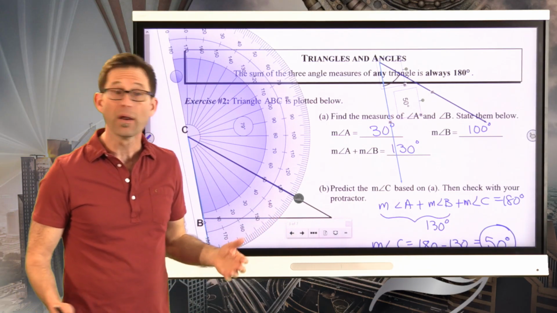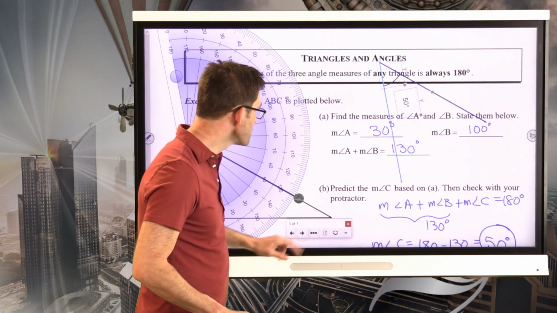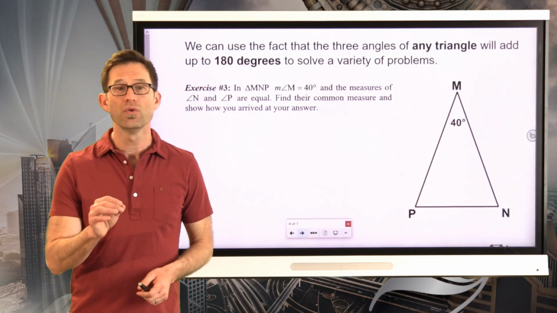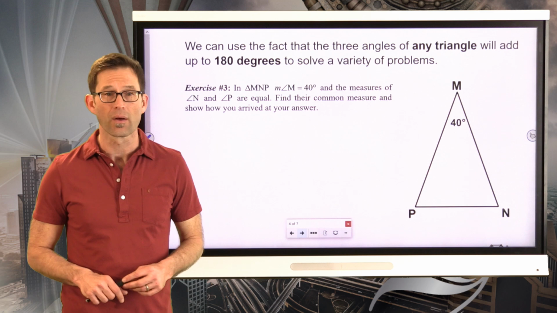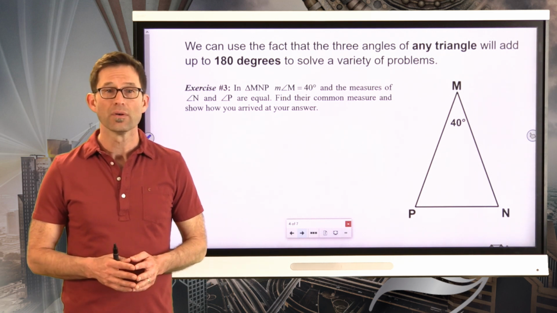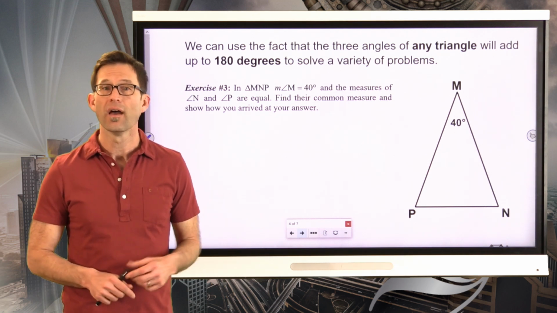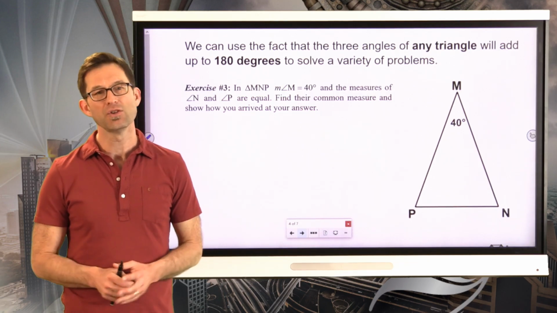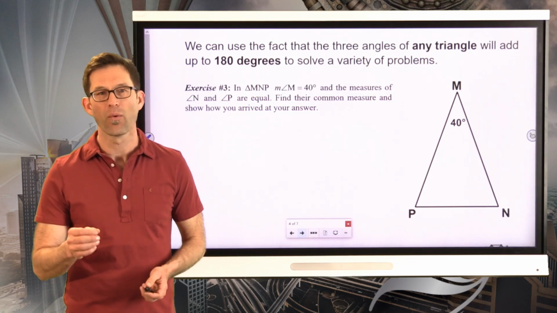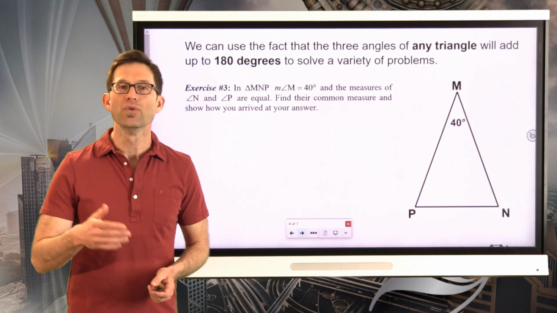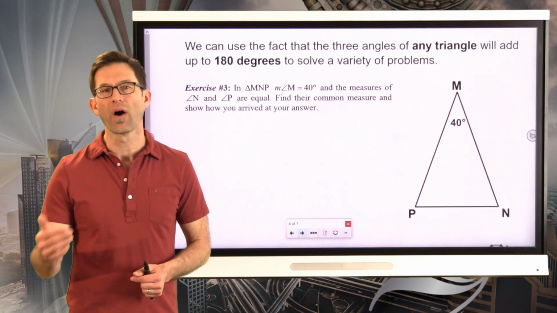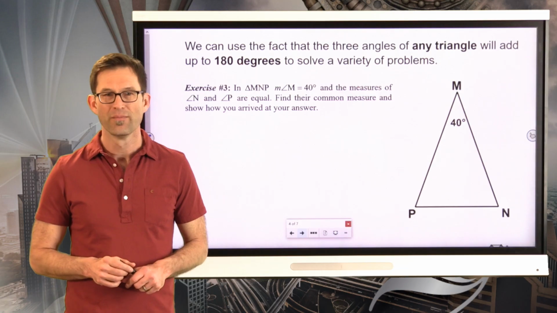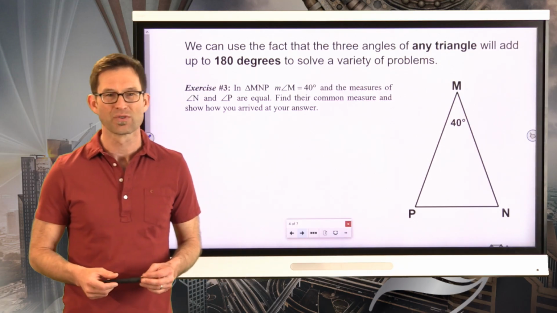But again, what is the moral of that story? The moral of that story is if I know 2 of the 3 angles of a triangle, I can add them together, subtract from 180, and that will tell me the 3rd angle. And many, many geometry problems are set up that way, where possibly you know 2 of the angles, or somehow you can find 2 of the angles, and because of that, you can find the 3rd angle. Let's take a look at that scenario in exercise number 3.